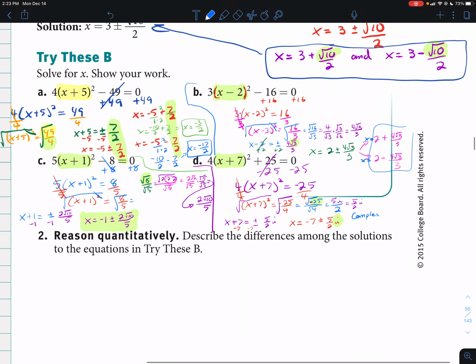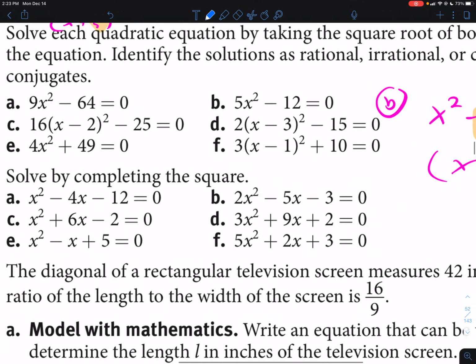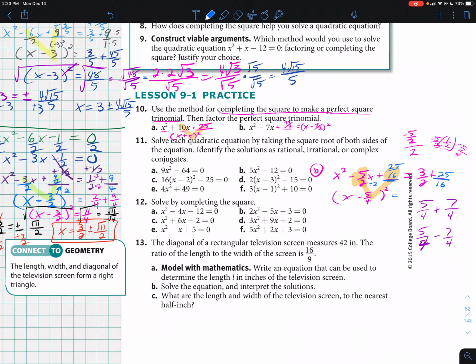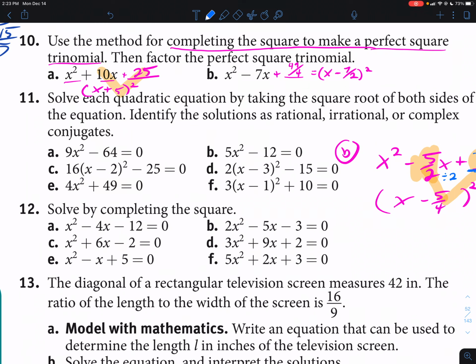Okay, so for this practice, you're going to do the problems on number 11 here, page 140. So you notice it's A, B, C, D. You're doing 11, A through F.